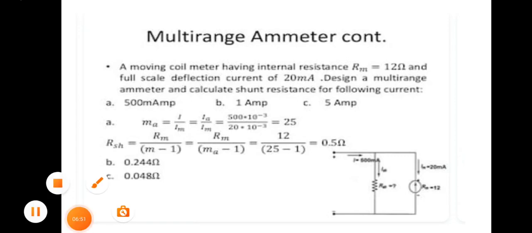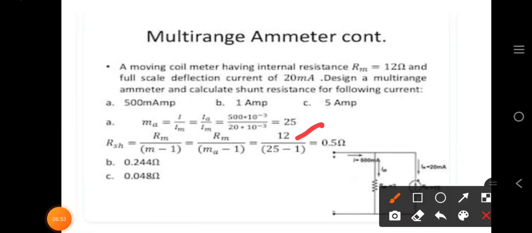So 12 upon 25 minus 1. After calculation we will get 12 upon 24, so 1 by 2, that means 0.5 ohm. So 0.5 ohm is the shunt resistance we got for the first case. So range extension is done up to 500 milliampere.